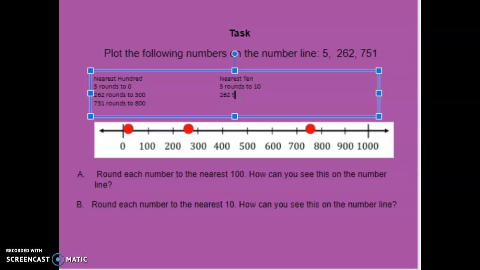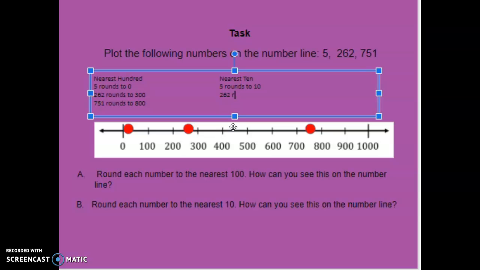It's going to be 270. But does it round to 270? So how are we going to know that? I think I'm typing well this morning. I think I've got my print too small, and I'm sorry.